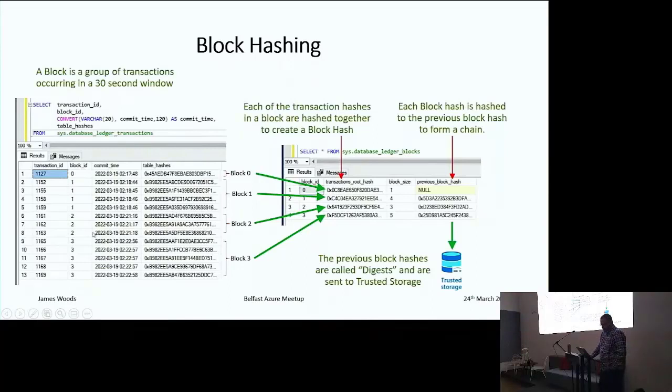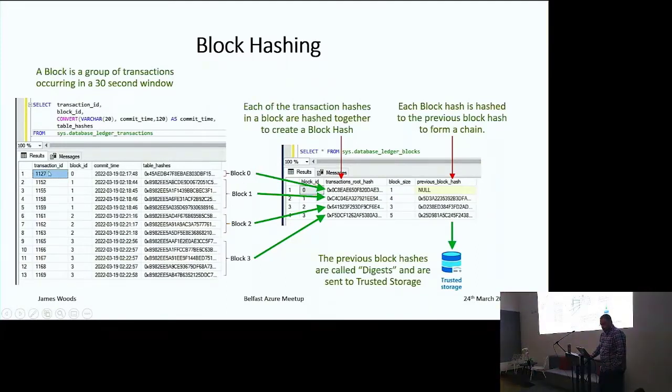So this is a pretty busy slide. The left hand side again is the database ledger transactions. So we've got the hashes here for each of the transactions. What it does then is define a block as a 30-second window, and any transactions that are inside that 30-second window are all hashed together to form a block hash. So in the same way as previously, where we were hashing the rows to form a transaction hash, now we're hashing the transactions to form a block hash.